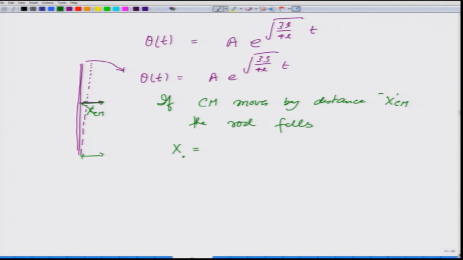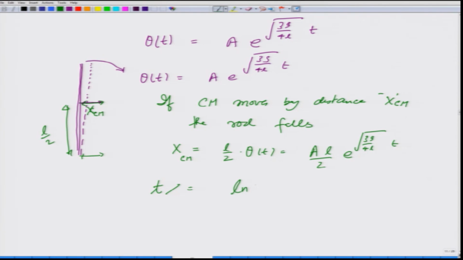So x Cm is going to be, for small angles, L by 2, the distance of the center of mass from the finger, times theta of t, which is going to be a L by 2 e raised to square root of 3g over 4L t. So the time taken for this center of mass to move distance x Cm is going to be, let us take the log of both sides, log x Cm is equal to log of aL by 2 plus square root of 3g over 4L times t.